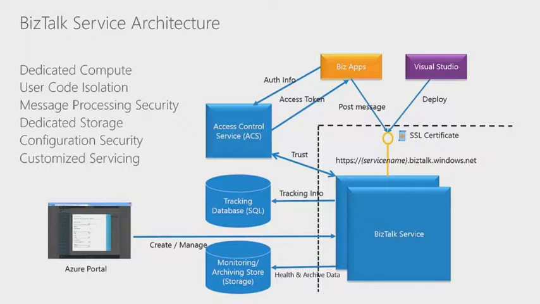And you create your environment through the portal. Once you have your environment, you can create your apps in Visual Studio, download your SDK, create your app, and then deploy your app. And then you can send messages through the service endpoint that we provide. Along with that, you require the access control service because we authenticate the endpoint with it. As you process the message, we emit tracking information into a SQL database that you provide, and all the monitoring and health information will be in the storage account. Okay?